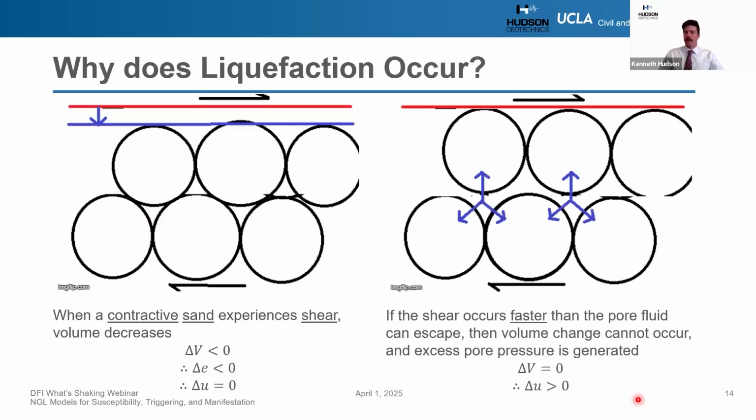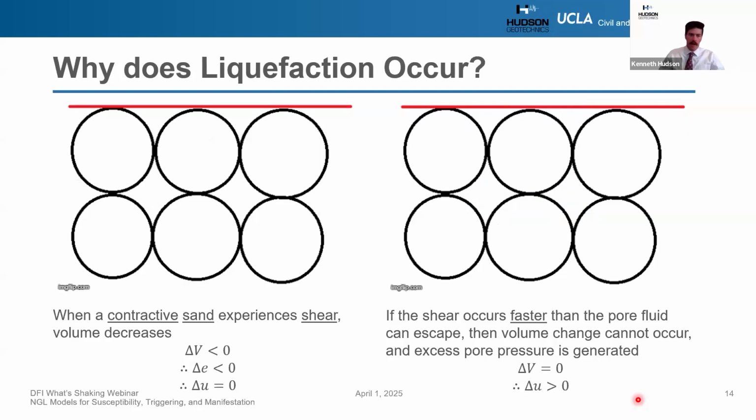Now, how does this happen at a grain size level? What is really happening within the granular material is that if it is contractive in a loose configuration, when it experiences shear, the volume is going to tend to want to decrease. So you see the change in volume is less than zero.